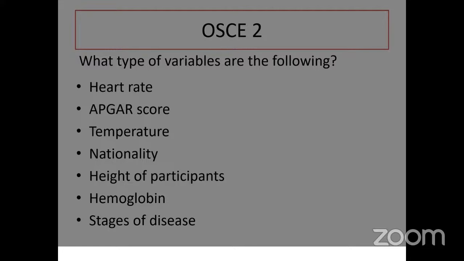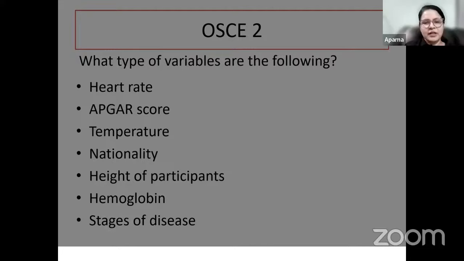So heart rate obviously is a numerical variable, right? But what type of numerical variable is it? Is it a discrete numerical variable or a continuous numerical variable? So let us discuss these things with examples.